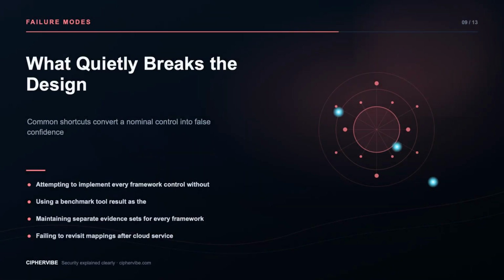Security architecture fails most often through assumptions, not dramatic movie-style attacks. First, attempting to implement every framework control without risk-based tailoring. Second, using a benchmark tool result as the only architecture review. Third, maintaining separate evidence sets for every framework. Fourth, failing to revisit mappings after cloud service or organization changes.